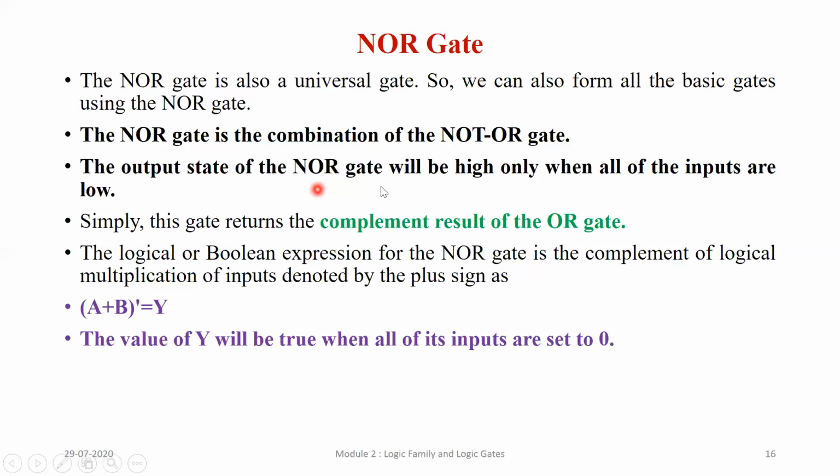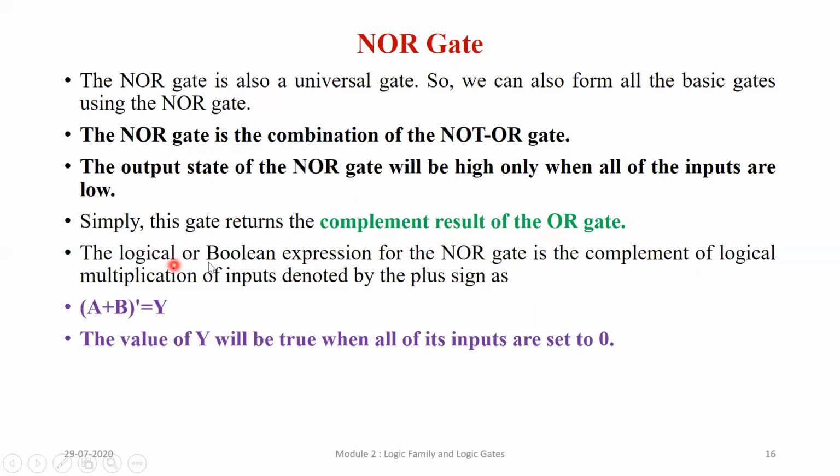The output state of a NOR gate will be high only when all of the inputs are low. In an OR gate, if any one input is one, the output is one, and only when we had the combination 0, 0 was the output 0. Here the output of a NOR gate will be high instead of 0 when all of the inputs are 0. So when I have both inputs as 0, my output is high, and I get exactly the complement result of an OR gate.